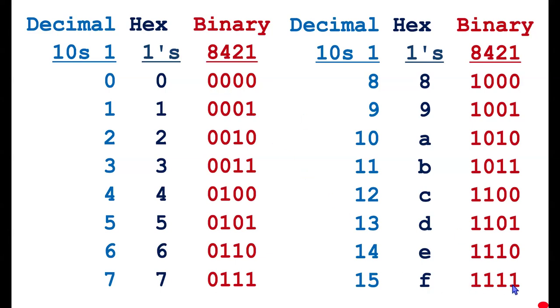4 zeros to 4 ones. In fact, you can add this up. How did we get 10 decimal? In hex, we have 1 in the 16s place and 0 in the ones. In binary, 8 plus 2 is 10. Let's go way down here: 15 decimal is F hex. In binary, 8 plus 4 plus 2 plus 1, all ones here, is 15.